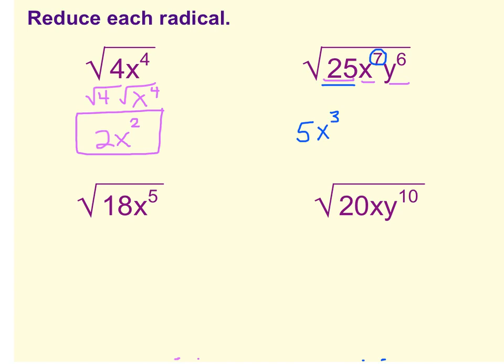But that only gets us up to 6. So do we have any leftovers? And yes, we have an x left over. So I'm going to leave a space for the y, and I'm going to put that x underneath.